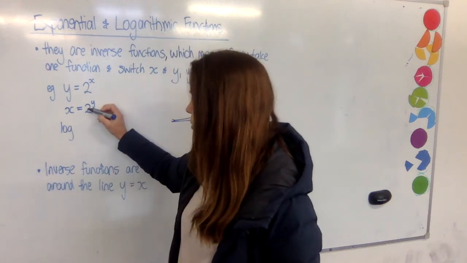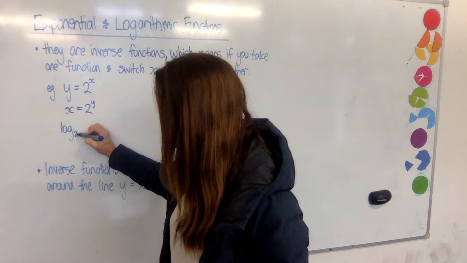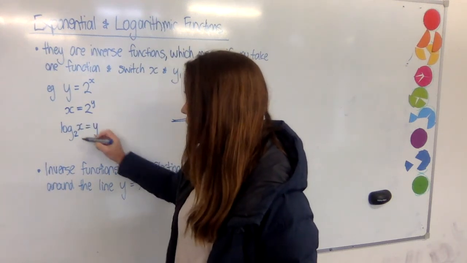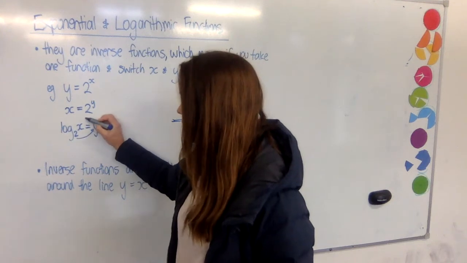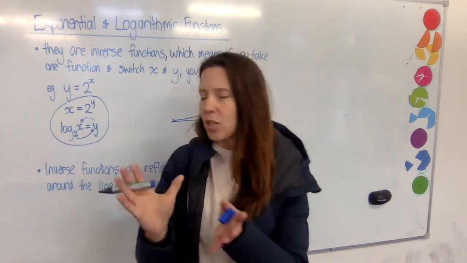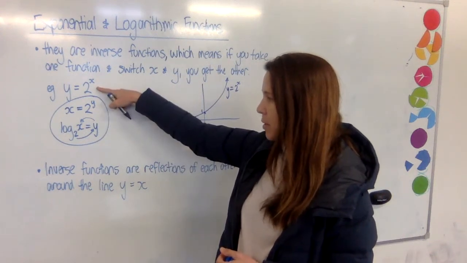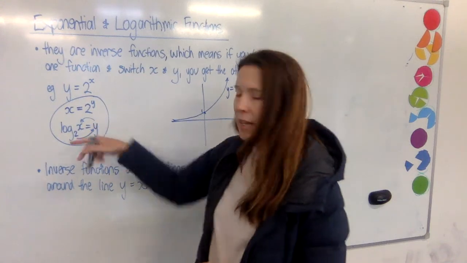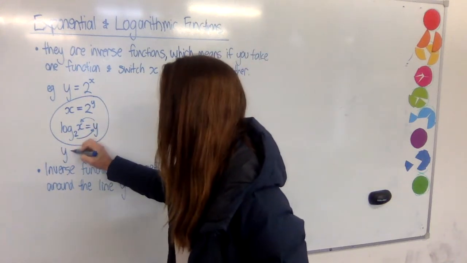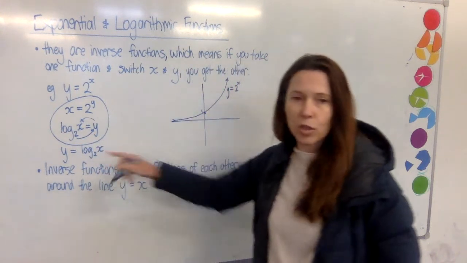So here we've got 2 to the power of y equals x. Remember, we tell the story going around in a circle. And these two things are exactly the same as each other. They just look different. But they are both the inverse function of this one. Now we have y equals something. And more commonly we'll write the y first: y equals the log of x with a base of 2.